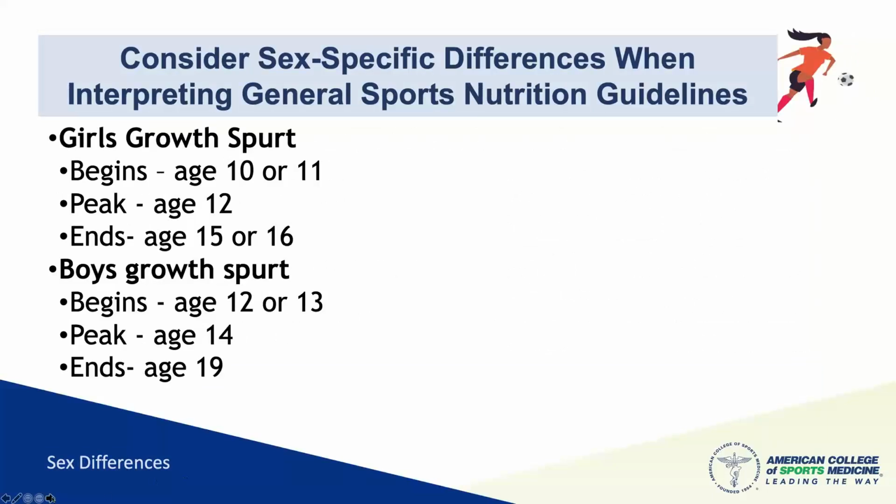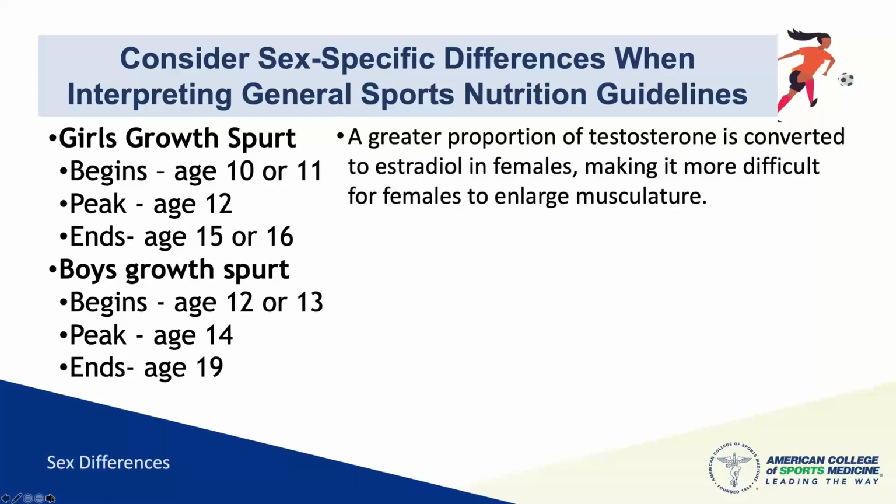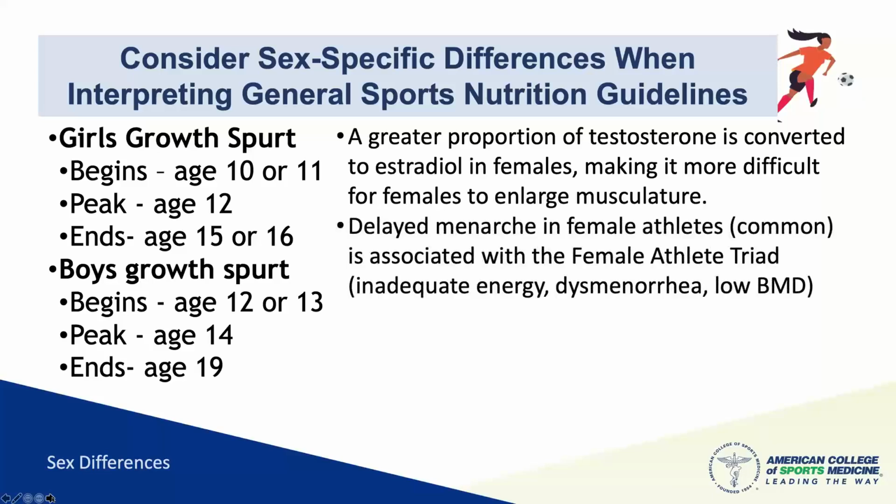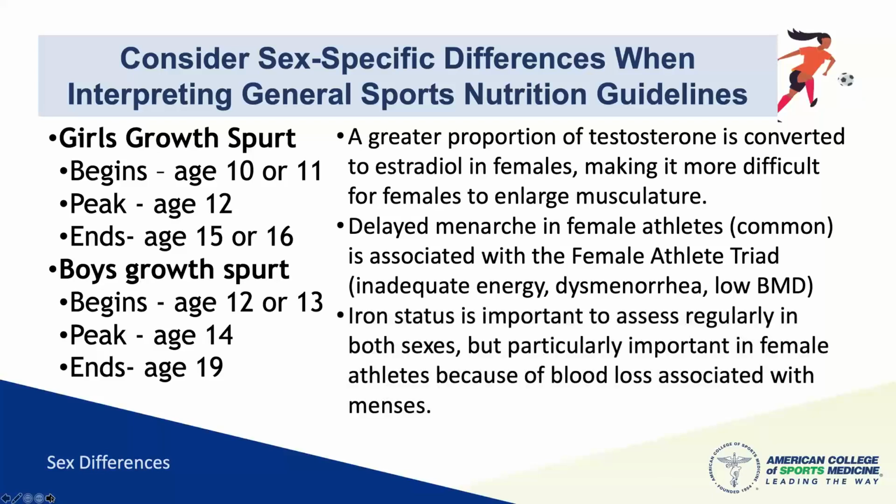There are gender-associated differences. Girls obviously begin their growth spurt before boys do. In females, a greater proportion of testosterone is converted to estradiol. That makes it a little bit more difficult for females to enlarge the musculature, so just know that that's normal. Delayed menarche is far too common in female athletes. It's associated with the female athlete triad: inadequate energy, dysmenorrhea, and low bone mineral density, a problem that can impact them for the rest of their lives. So it's very important to make sure that that doesn't happen.